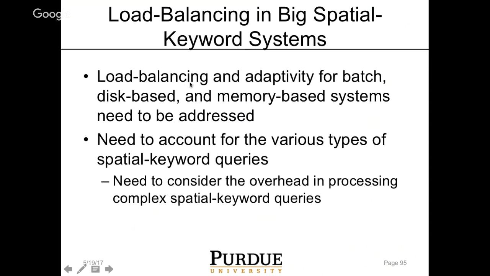So load balancing and adaptivity: there are definitely other issues for load balancing, whether it's for batch systems, disk-based, or memory-based, and they all need to be addressed. Also, we need to account for various types of spatial keyword queries. Some of them are more expensive than others, so the cost of computing the spatial keyword query itself needs to also be taken into consideration in load balancing, not just the data that's being touched and the number of queries, for example.